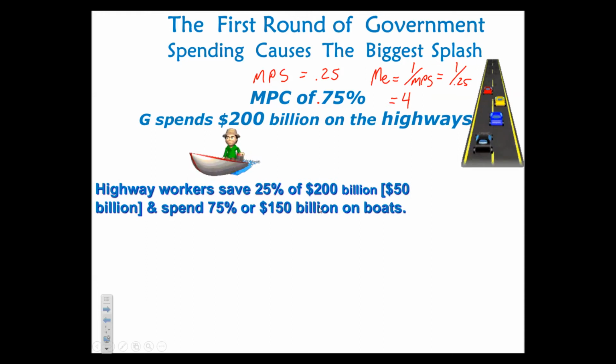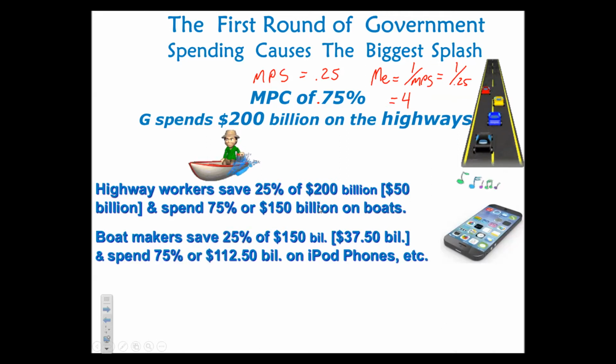Okay? So we've increased GDP by $200 billion by new highways, and then the highway workers increased GDP by another $150 billion by buying boats. The boat makers are going to take the $150 billion in new income, and they're going to save 25% of it, which is $37.5 billion, and they're going to spend 75% of it, which is $112.5 billion, and they're going to buy iPod phones.